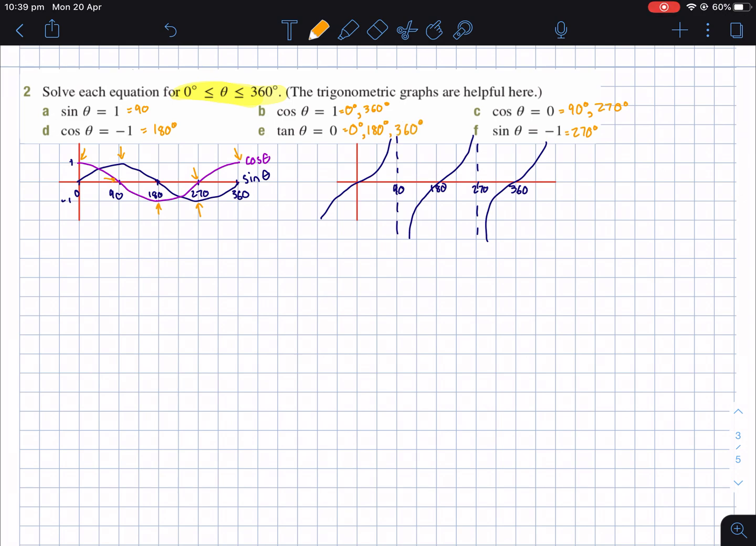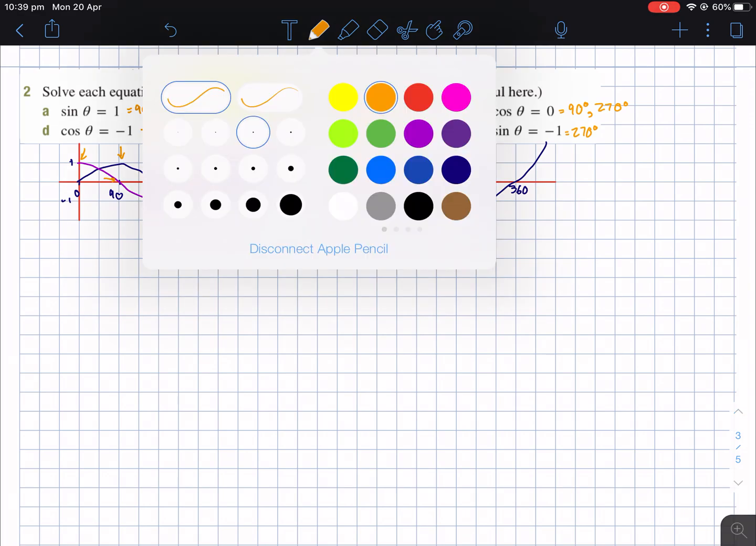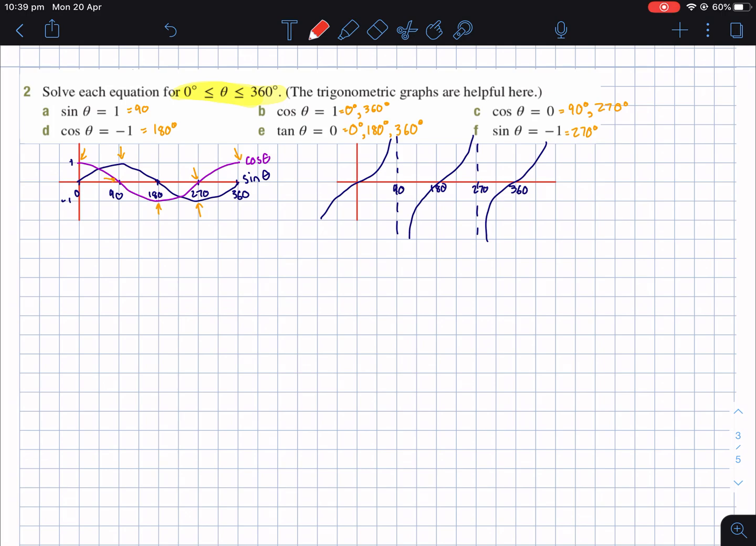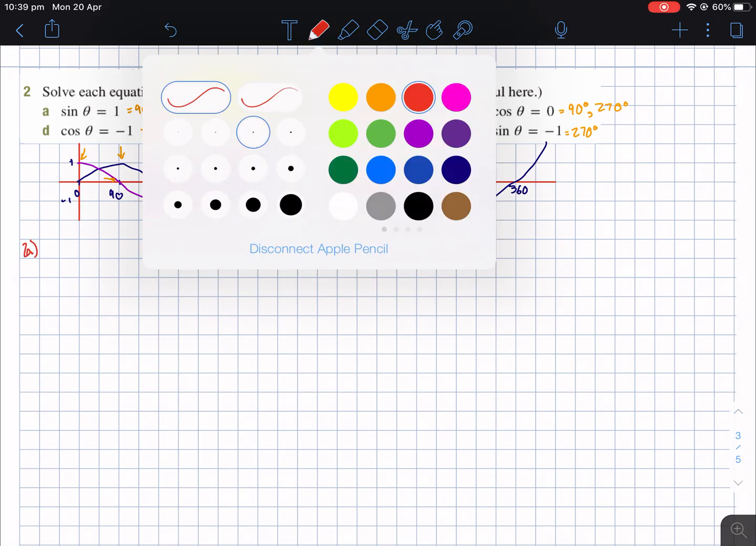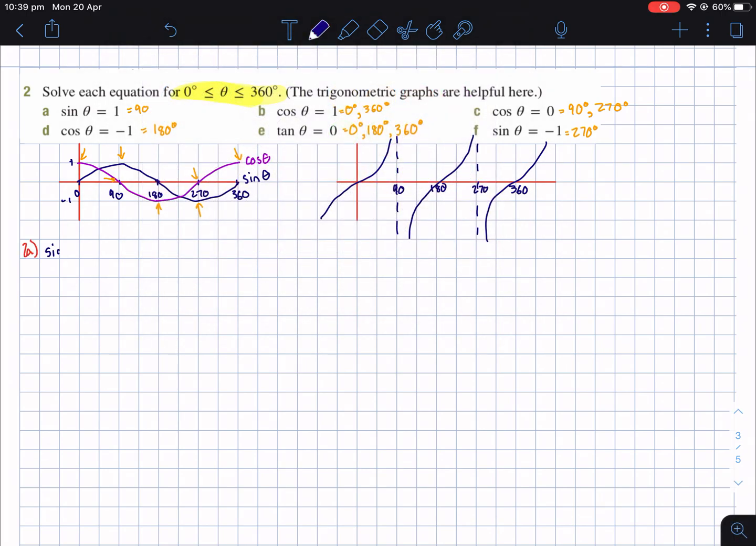But I understand that you're going to be hesitant to use these graphs. You haven't got much practice drawing them. You're not going to trust your answers. So let's do it without graphs. So we have sine theta equals 1. So theta is arcsine 1. And that's going to give you 90. Arcsine 1 gives you 90.